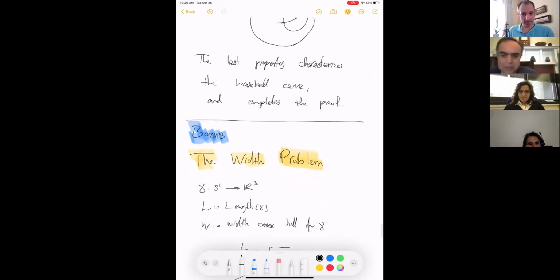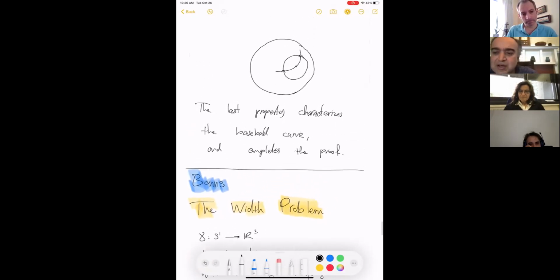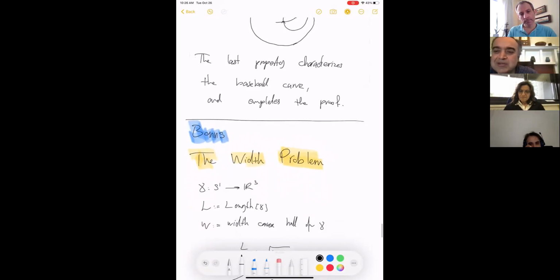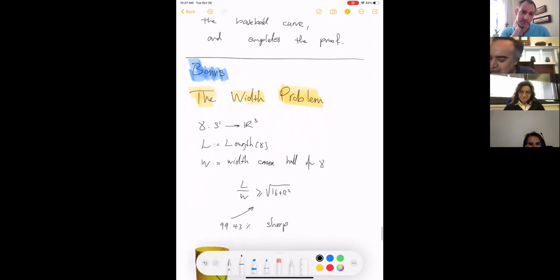Anyways, maybe I'll quickly do the bonus, the width problem. So I told you in the beginning, the width problem I didn't completely solve. The in radius problem is solved. The width problem I solved only up to, for some crazy reason, 99.5% of the conjecture value. So what's the width problem?